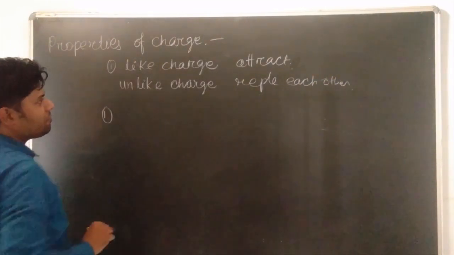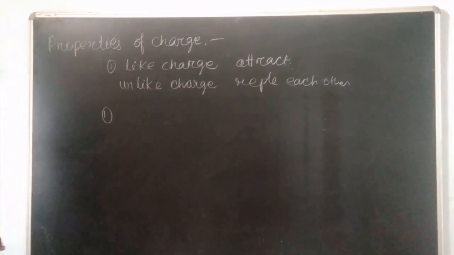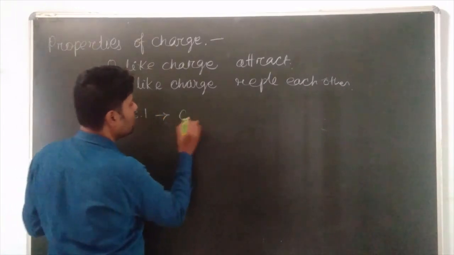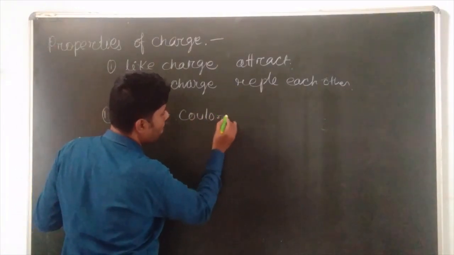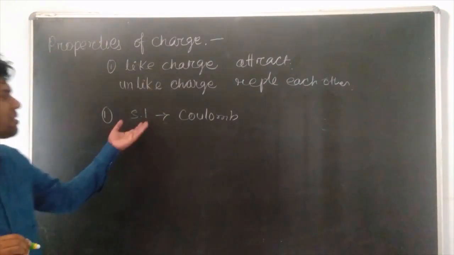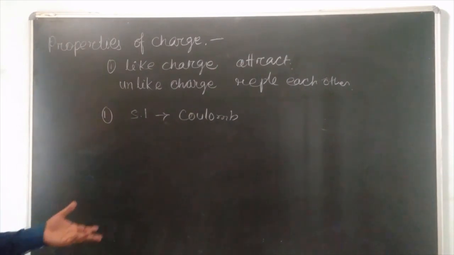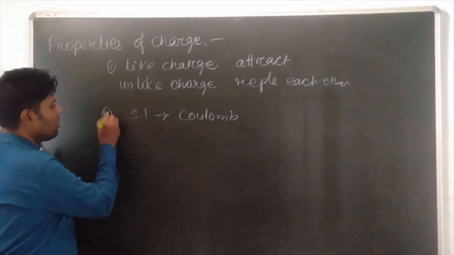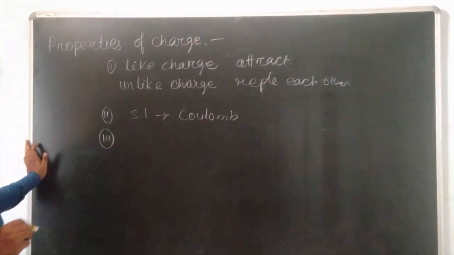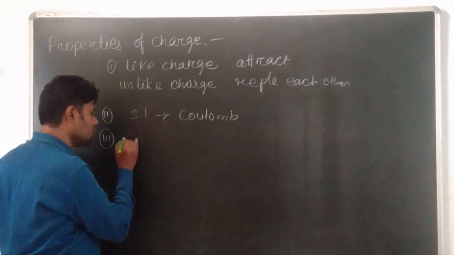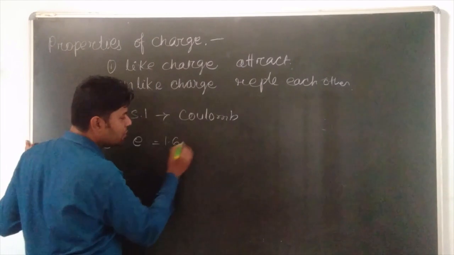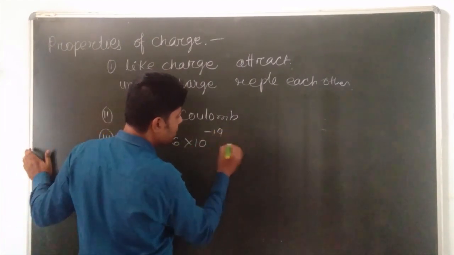The second property is what? The SI unit of charge is coulomb. The name is given after the name of Augustin Coulomb, so the SI unit of charge is coulomb. And the charge of one electron, denoted by the symbol e, is equal to 1.6 times 10 raised to minus 19 coulomb.